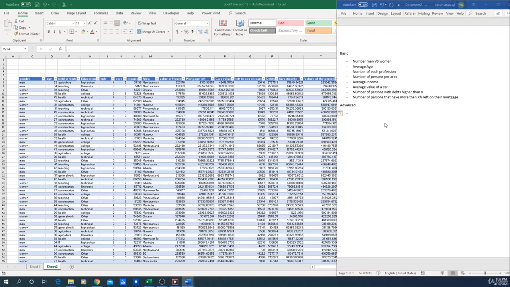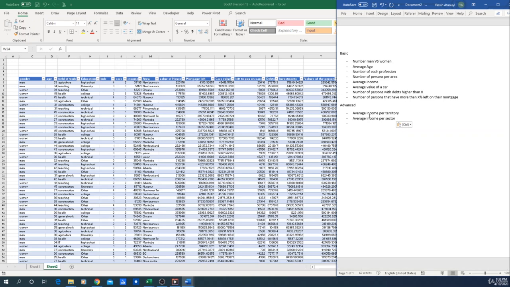So for each territory, what will be the average income of people? For example, for New Brunswick, what is the average income of people from New Brunswick? What is the average income of people from Quebec, for example? Then we'll have the average income per sector. This means, for example, how much a healthcare worker will earn on average.